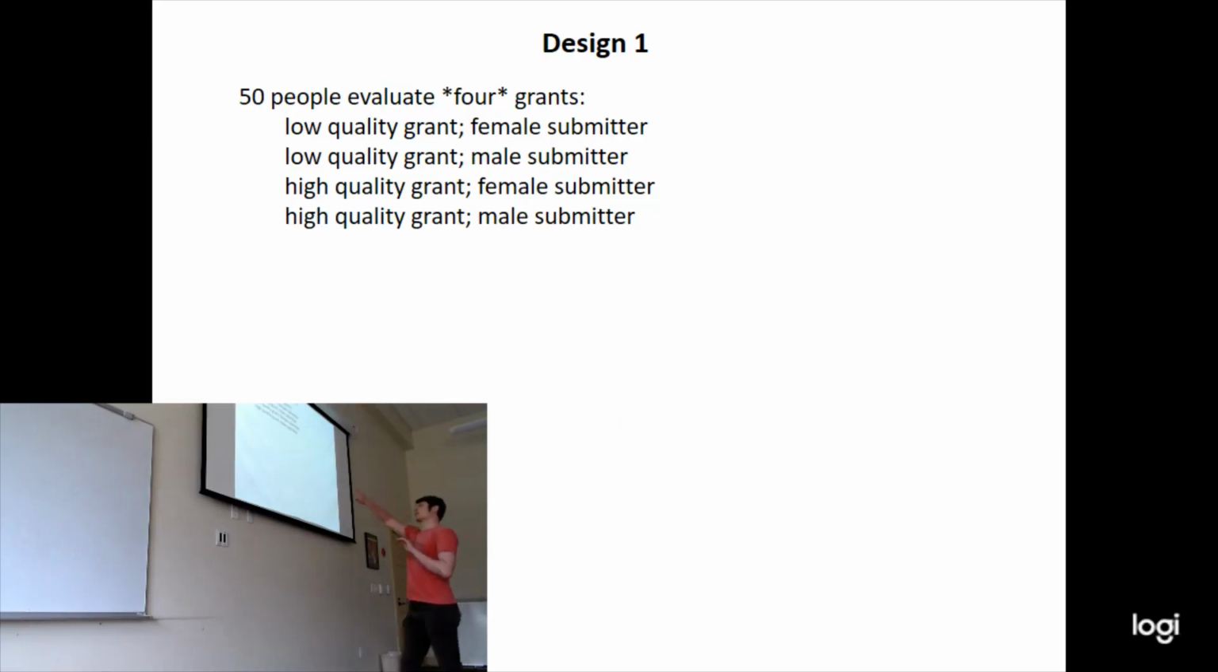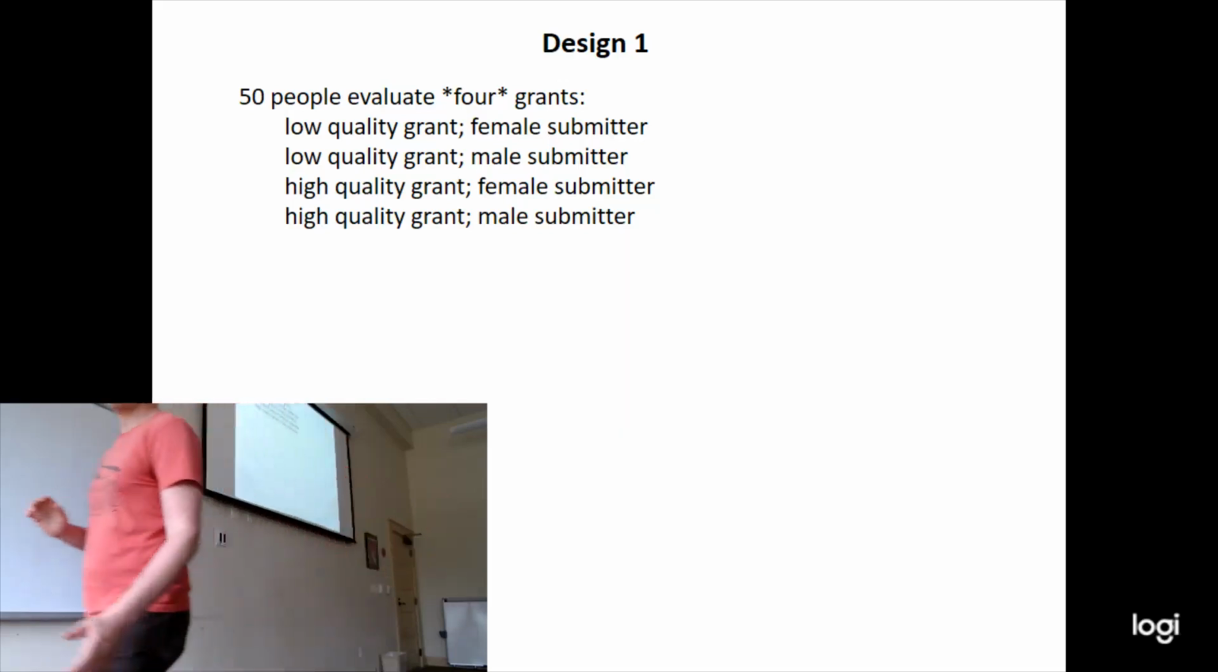In one of these iterations, we had 50 people each evaluate 4 grants. So they gave ratings to all 4 of these, and each of the grants was slightly different. We had one low quality grant with a female submitter, with a male submitter, and those 2 same conditions with high quality grants. So each person gives 4 responses. That's one possible design.